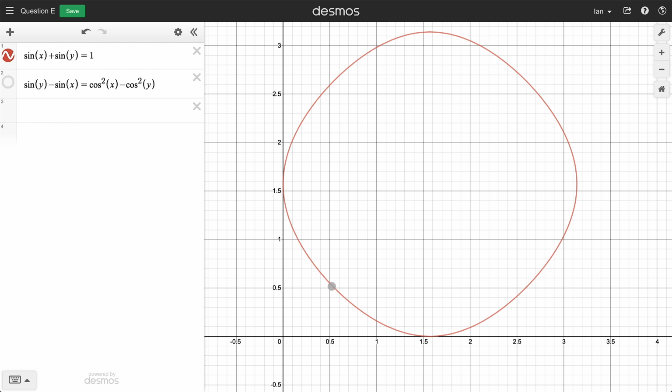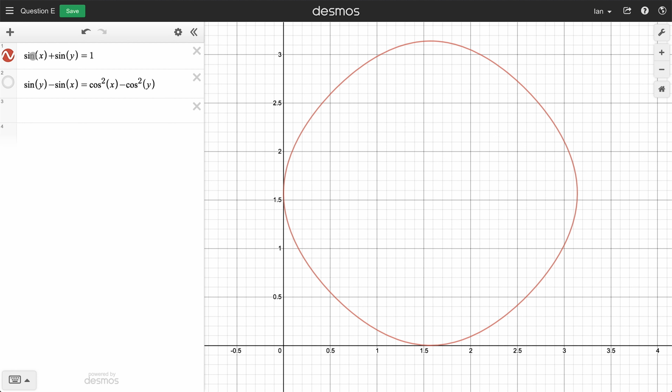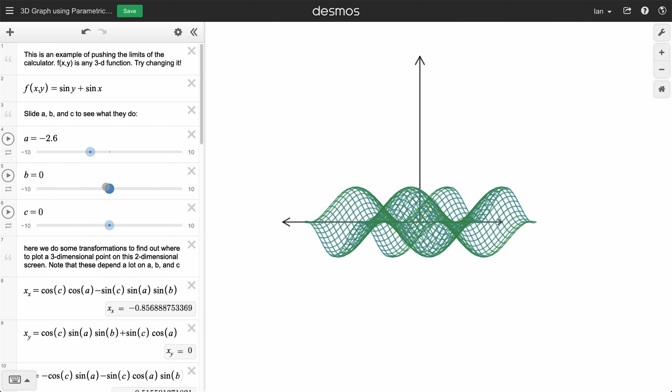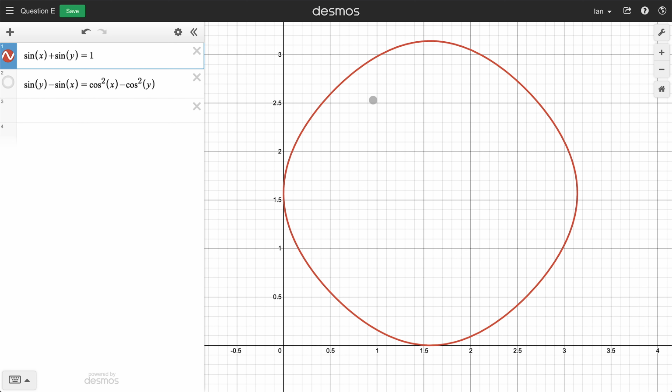And I also mentioned the pi on 3 solution, which would be right there. So that's all the solutions to sine of x plus sine of y equals 1. If you imagine the z equals 1 plane cutting that green surface, it would cut it and form contours like this. You can see we get an infinite set of solutions and it gives us this funny shape.